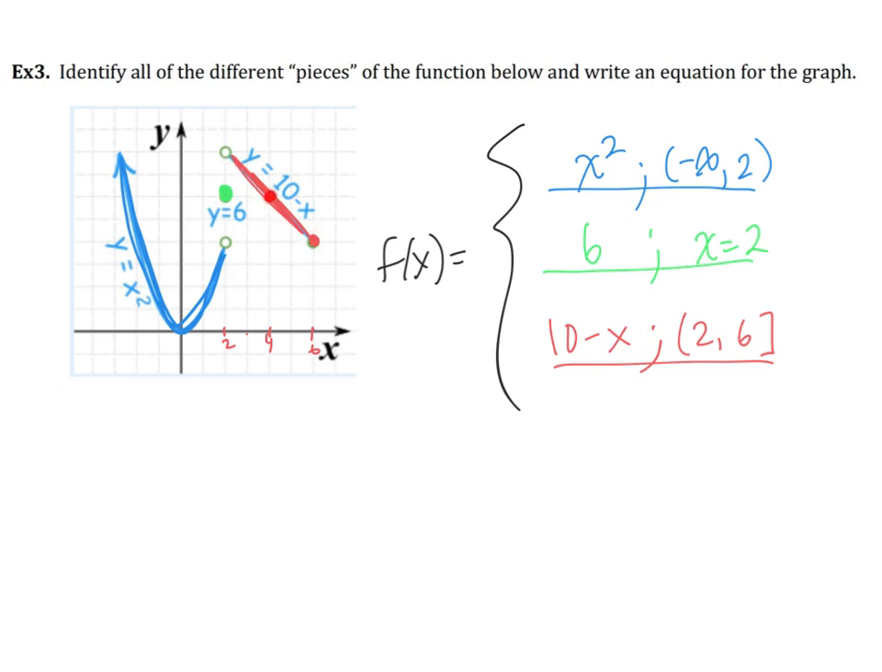For this red segment, we gave you the equation. The equation is 10 minus x, so y equals 10 minus x, but that is only for 2 to 6 on the domain. It's an open circle here, so I exclude the 2. It's a closed circle here, so I include the 6. So that is it for your piecewise function for example 3.